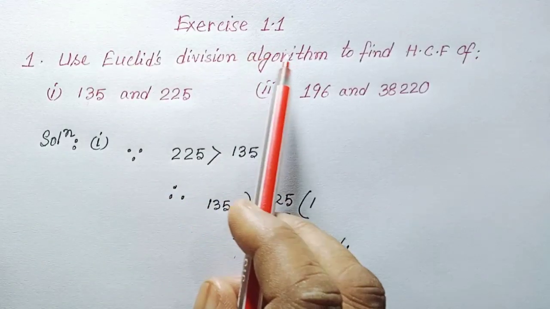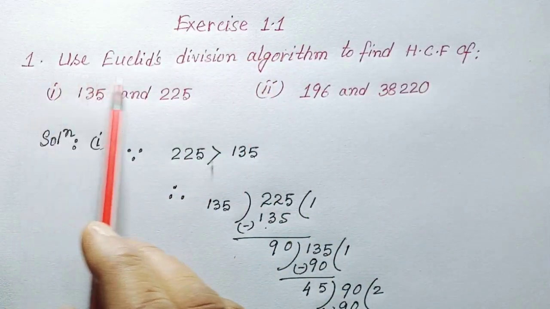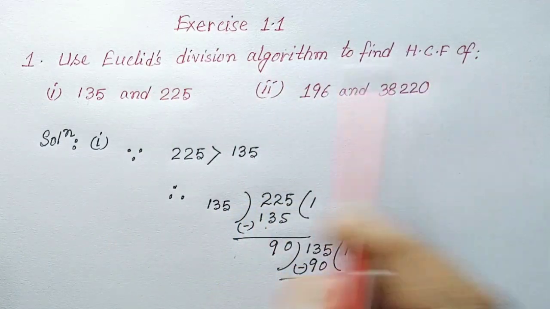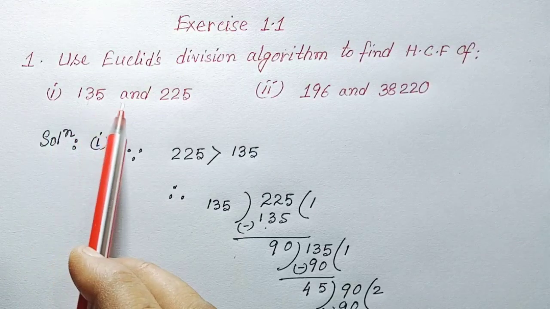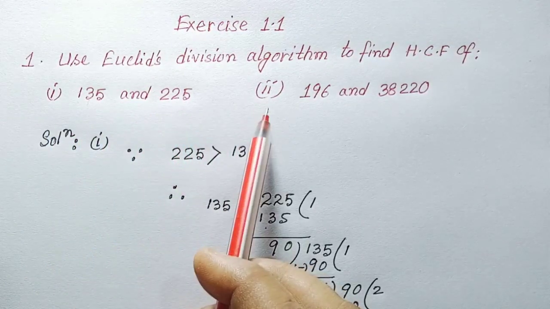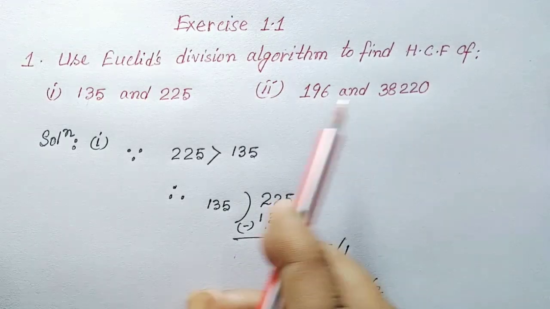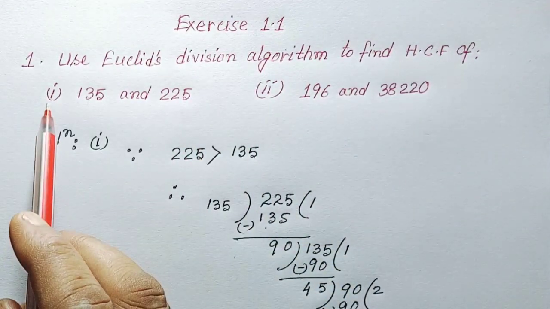Exercise 1.1, question number 1. Use Euclid's division algorithm to find the HCF of (i) 135 and 225, (ii) 196 and 38,220. So we are going to solve (i) first.